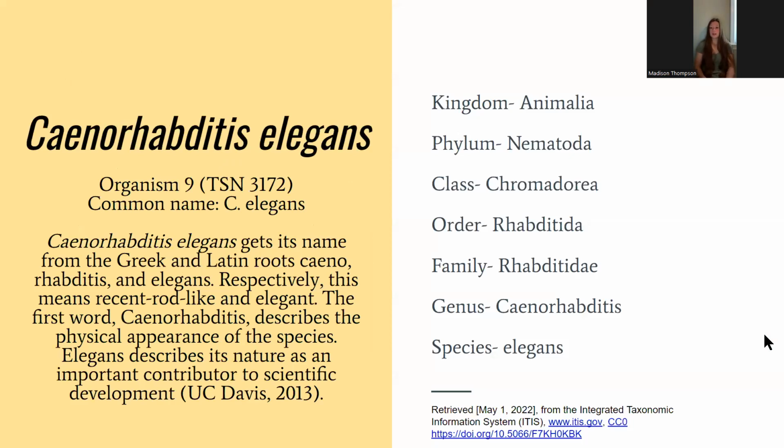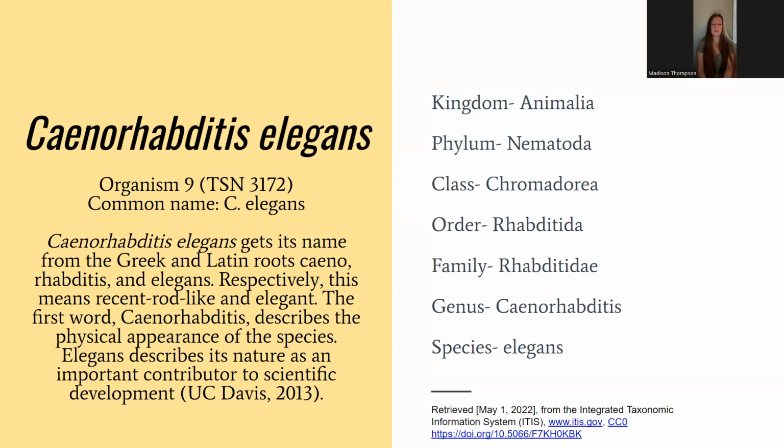So the specific organism of study is Caenorhabditis elegans, and the common name for this is C. elegans. The reason it doesn't have a more descriptive common name, like a stellar glass cell or anything like that, is because it's commonly used in the lab. So the common name is just shortened, C. elegans, and that's what it is.